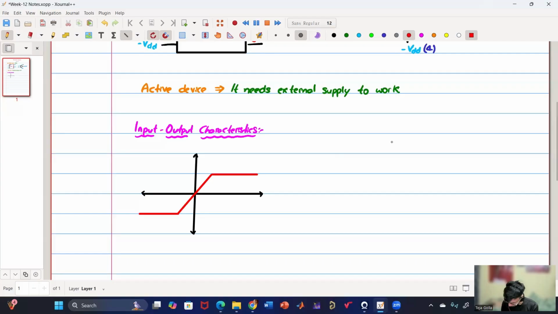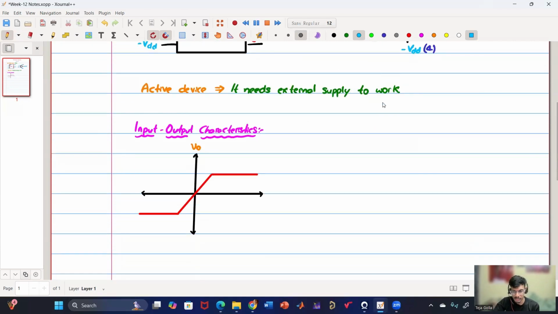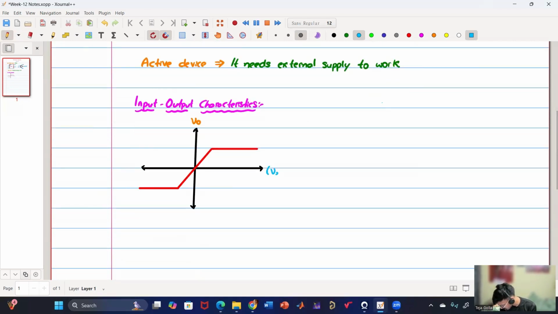So this is how it looks. If I call this V naught, and this V positive minus V negative, let me give these numbers. Let us call this input V1 and this V2. The positive terminal is V2, and the negative terminal, the inverting terminal, is V1. We are checking the differential input, which is the positive voltage minus the negative voltage, V2 minus V1, and then checking the output.